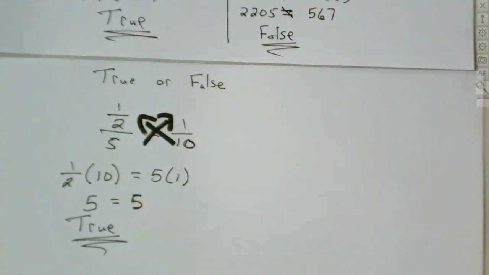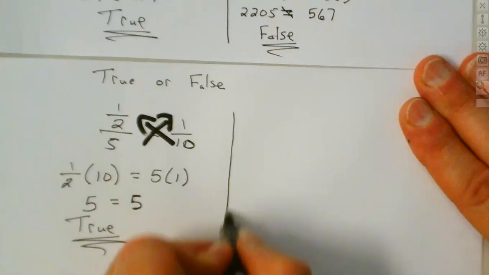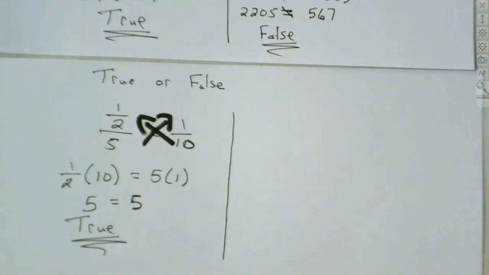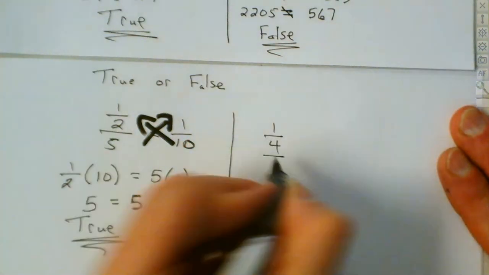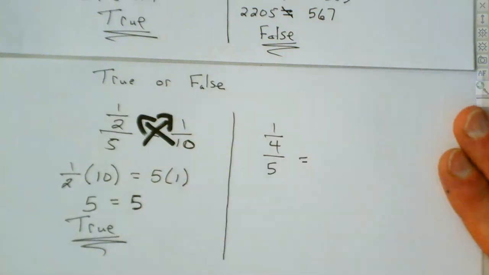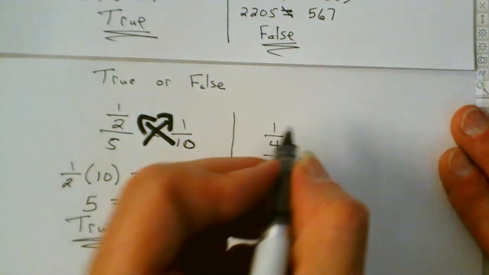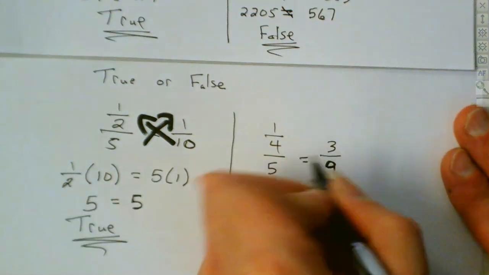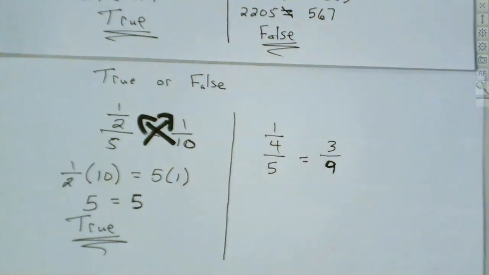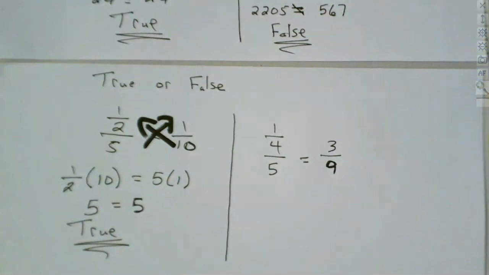And let's do one more, just to make sure we have these down. How about 1/4 over 5 equals, how about 3 over 9? Okay, so we're going to try and see if these are the same. Cross multiply.